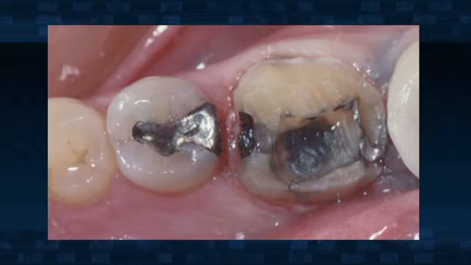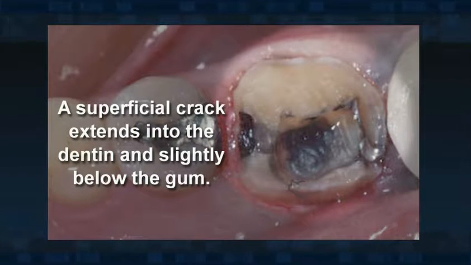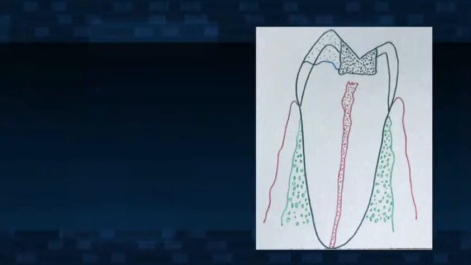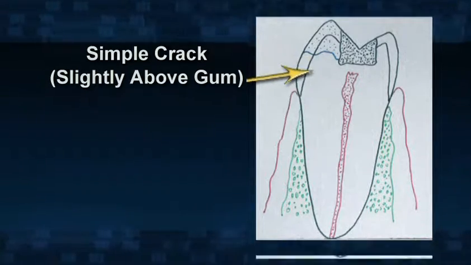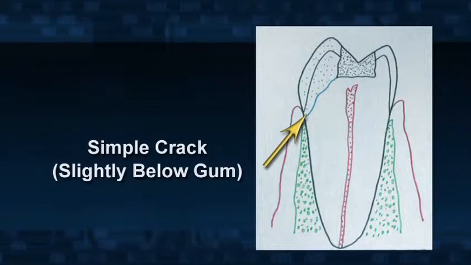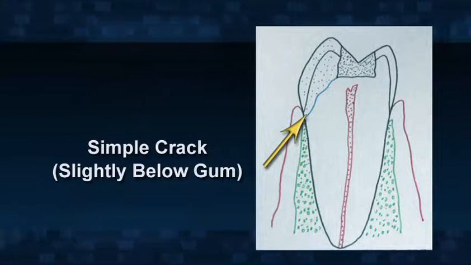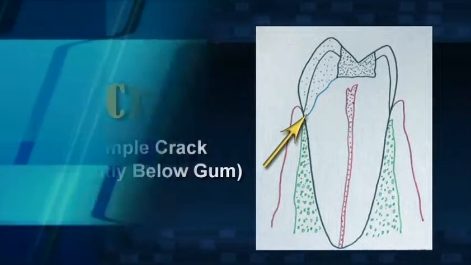Ask your dentist. This clinical image shows a darkly discolored tooth that's had an old silver filling removed and a crack that apparently extends slightly below the gum. Removal of the cracked piece and placement of a crown would satisfy the situation. The next two images similarly show a simple crack above or slightly below the gum, requiring only removal of a piece and placement of a crown.